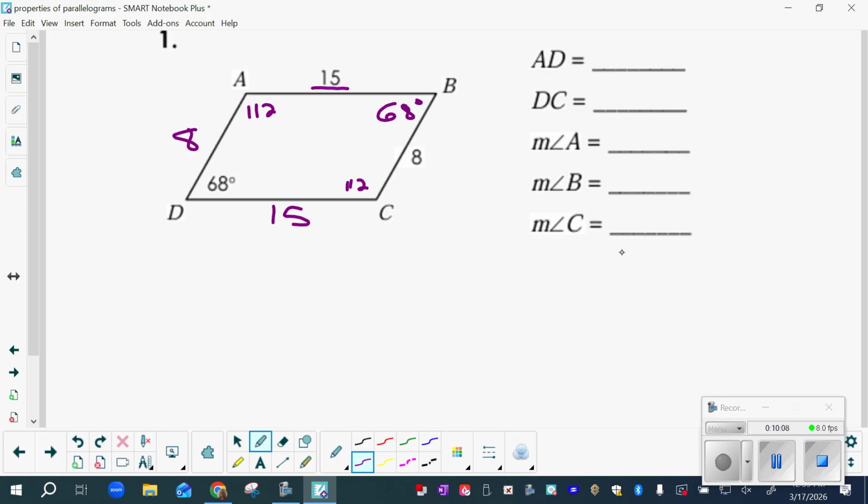Supplementary, it's not diagonal, it's same side. Same side supplementary, and it equals 180. Does that make sense? Good question. So these two, the same side ones, add up to 180. They're same side supplementary. So if I know that's 68, I just went like this.